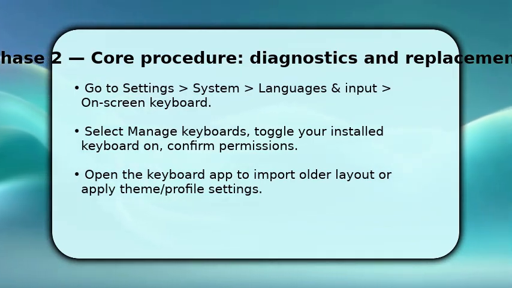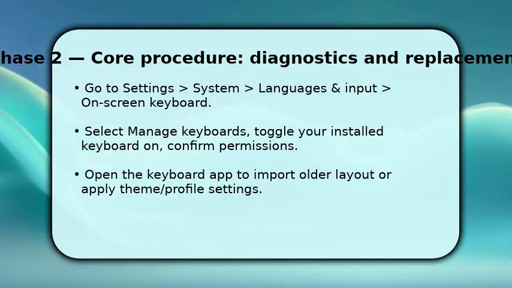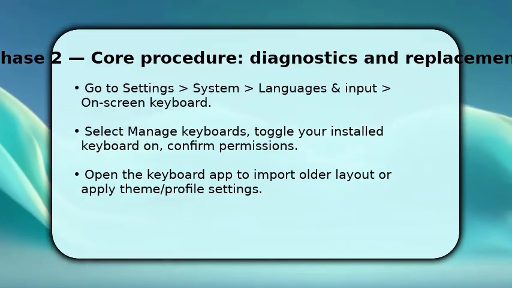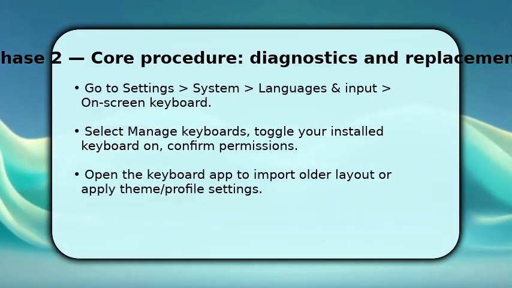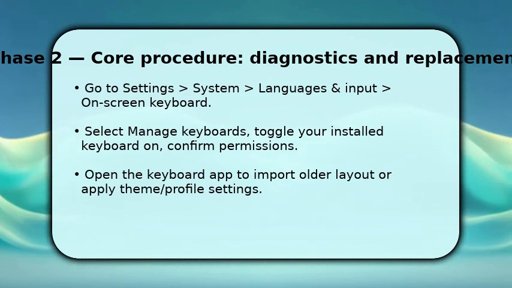After enabling, open the keyboard app itself to pick the classic layout, for example QWERTY with old key spacing, or import a layout preset. Make sure to set the keyboard as default in the default keyboard menu, so your choice applies across apps and input fields.